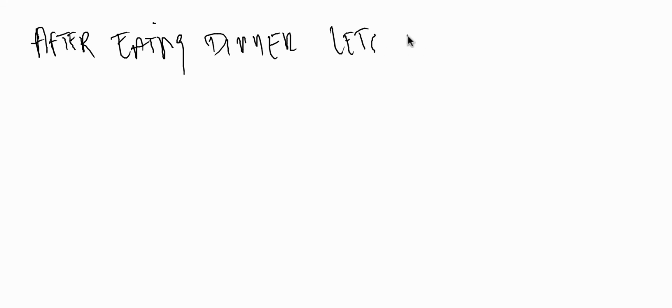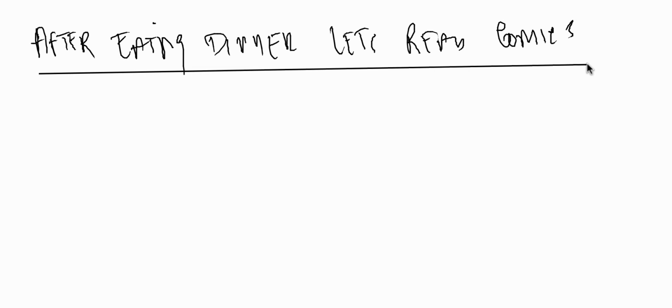So we got after eating dinner, let's read comics. Now you know what all that stands for. A is the assets, E is the expenses, D is the draw, L is the liabilities, R is the revenue, C is the capital. Now how's this going to help you? Well, here are the rules.